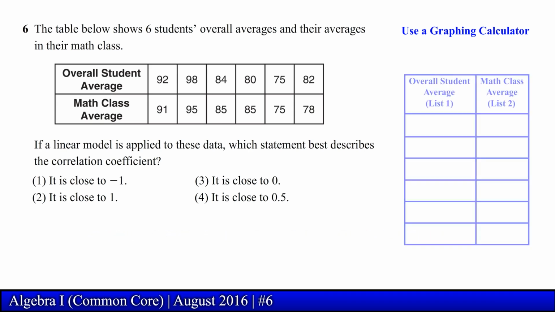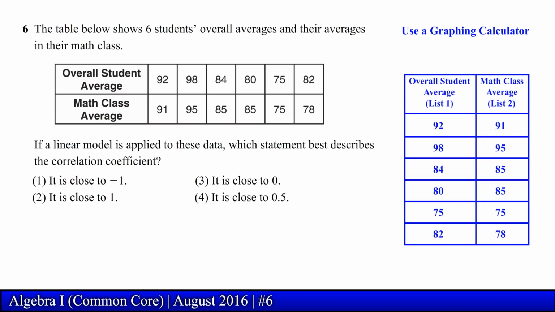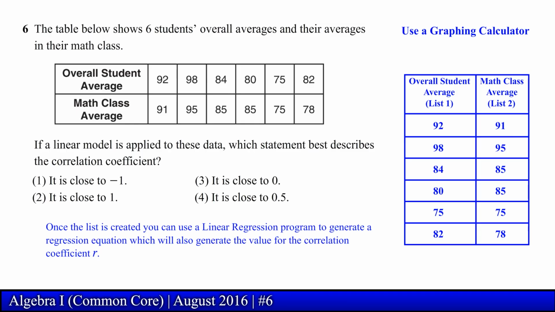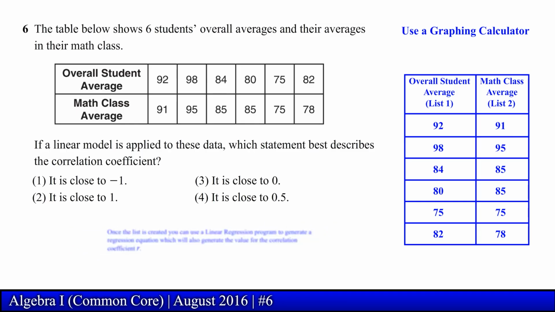Usually, this is done by first creating a chart or list that contains the values for one variable, in this case, the overall student average, and a second list that contains the values for the second variable, in this case, the math class average. Once the list is created, you can use a linear regression program to generate a regression equation, which will also generate the value for the correlation coefficient R.